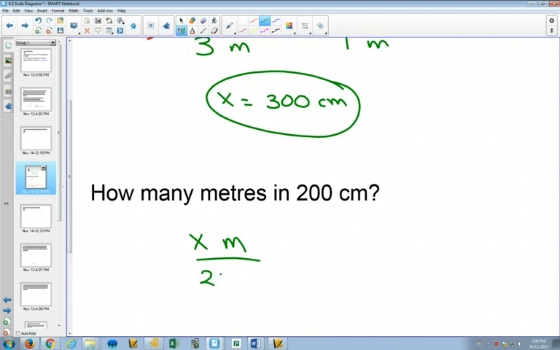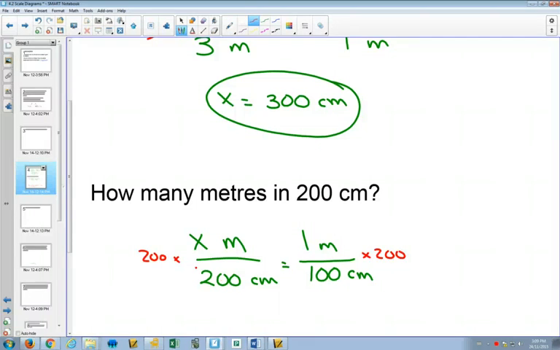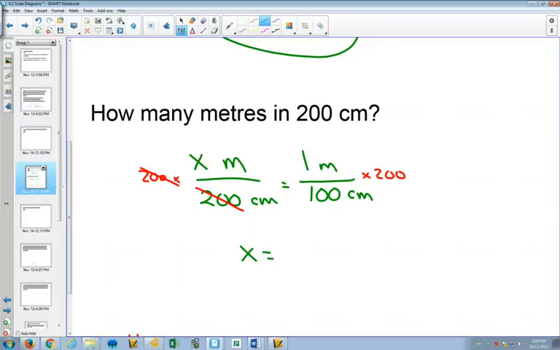We want to change, though, 200 centimeters. What do we know? We know the relationship. How many centimeters in a meter? There's 100. But now centimeters goes on the bottom and meters goes on the top. When you multiply both sides by 200, because the opposite of dividing is multiplying, these would cancel out, and you would get x equals 1 divided by 100 times 200 is 2 meters.